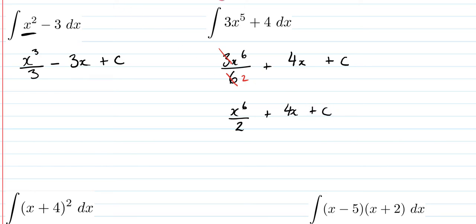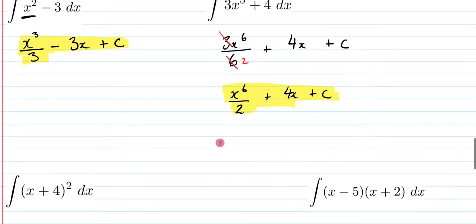So let's just highlight our answers here so you know what the answer is. That's my answer to the first one. And this is going to be the answer to my next one. So x to the power of 6 plus 4x plus c. Perfect. Can you try these ones for yourselves?